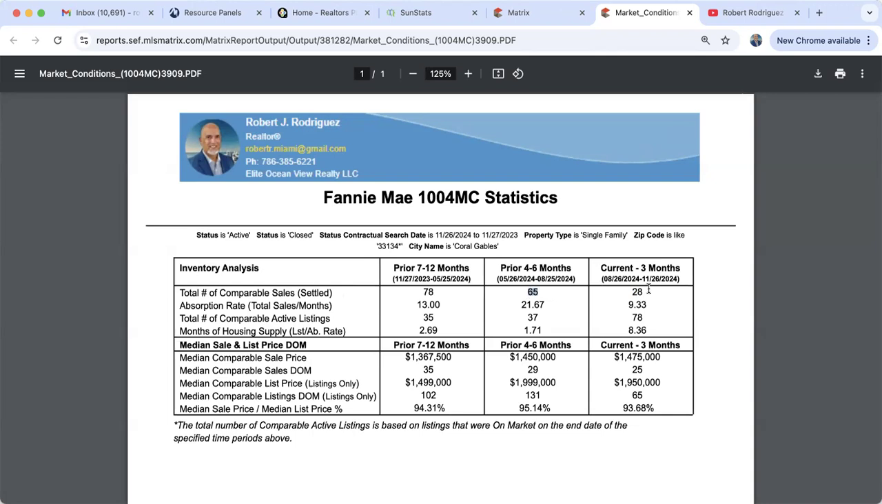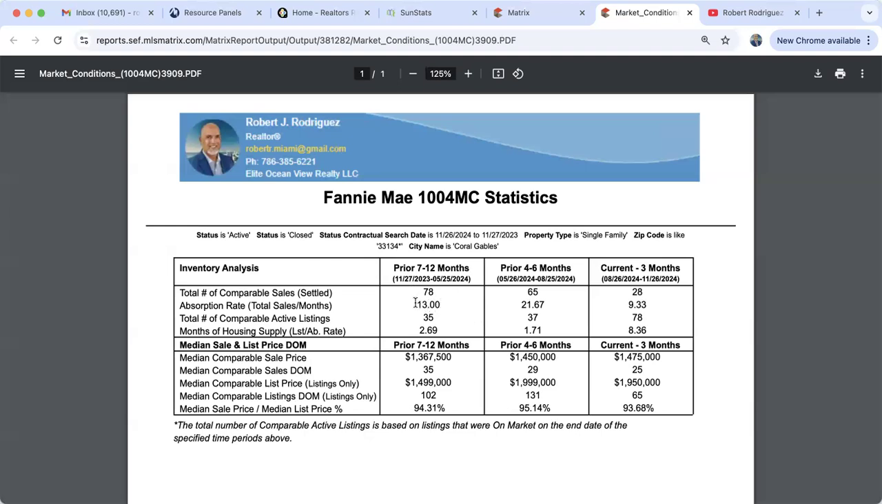All right, and that's from August 26th through November 26th, which is today. During the summer months, we definitely had a spike in the market, or we had really good sales of 65. Compare that to the first 6 months where there were only 78 sales, then definitely the summer months were the best time, right?